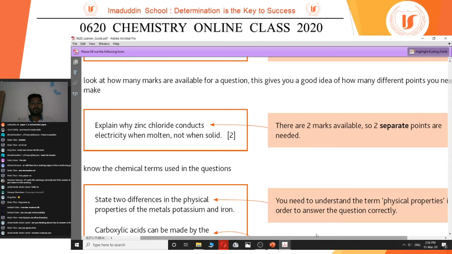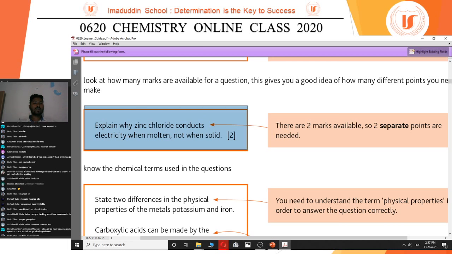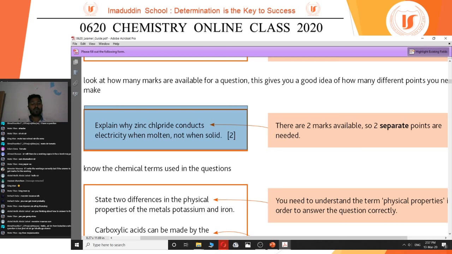Now, there's another point that I want all of you to remember. Take a look at this question. Explain why zinc chloride conducts electricity when molten, but not when solid. And the question is for 2 marks. Many students may write the answer: zinc chloride conducts electricity because it has free mobile ions. So they will finish from there.